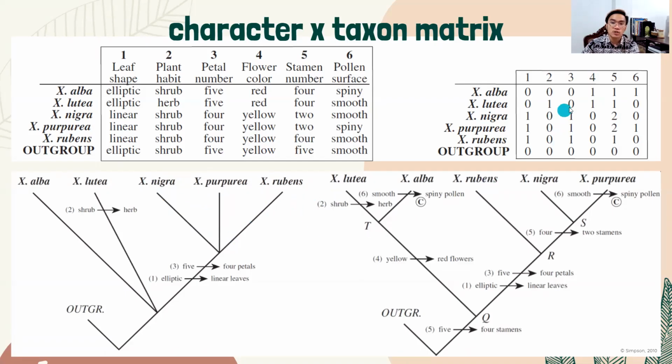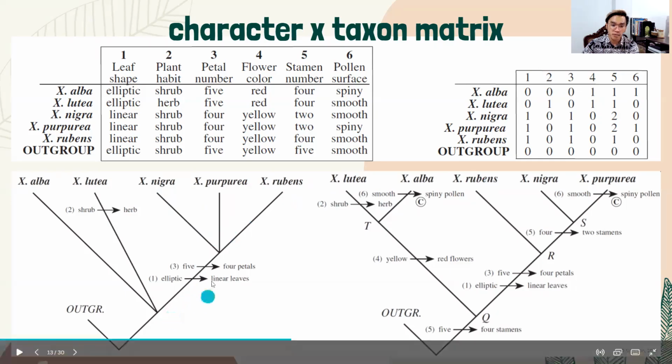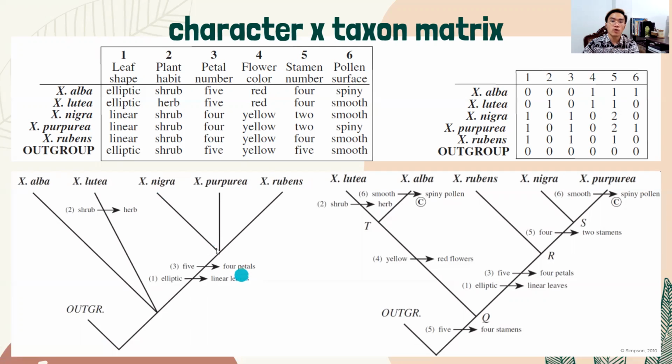Same is true for character 3, wherein the five petals of the outgroup essentially transformed into 4 for all three species, X nigra, X purpurea, X rubens. So essentially, these are 2 characters that unite all 3. Okay, how about alba and lutea? At least for characters 1, 2, 3. Let's not look at characters 4, 5, 6 yet.